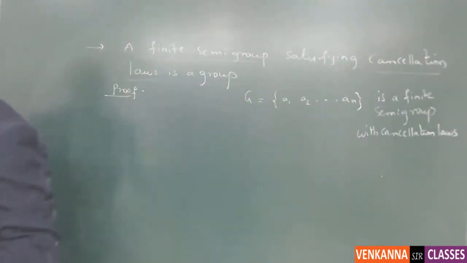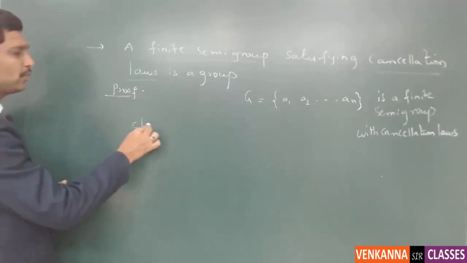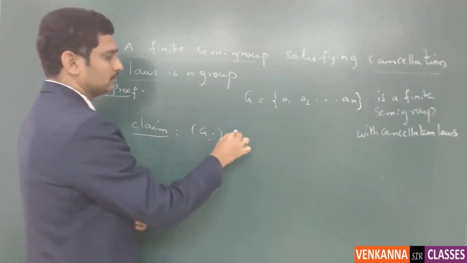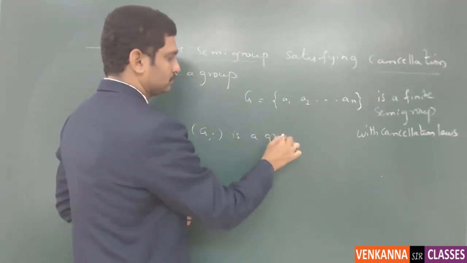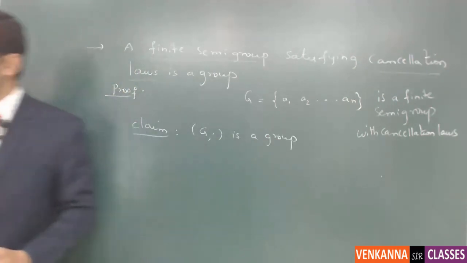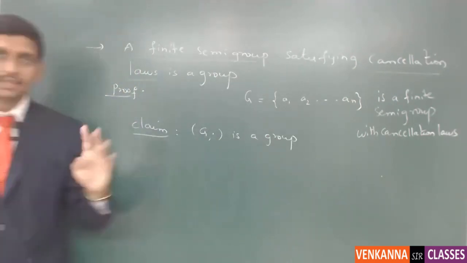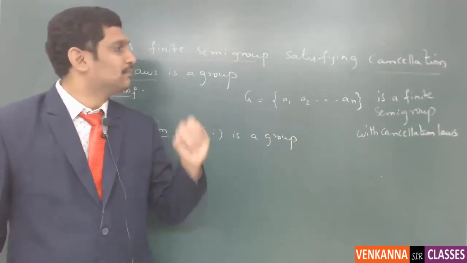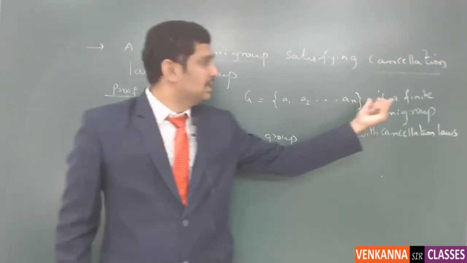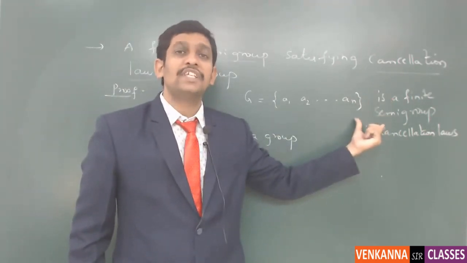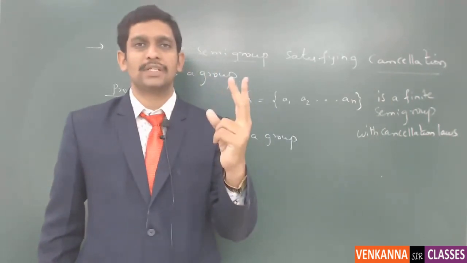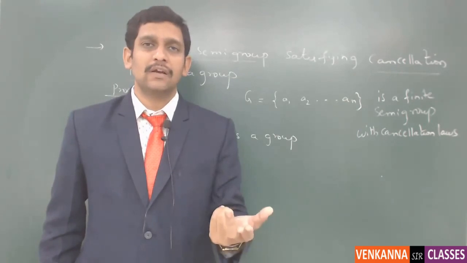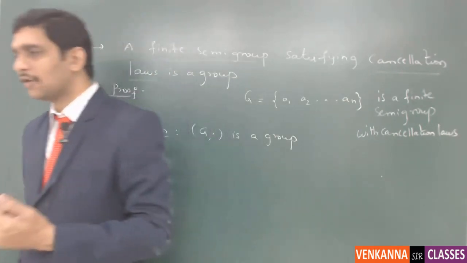So what is our claim here? We have to prove that it is a group. We know that group means four properties: closure, associative, identity, inverse. Since we have taken a finite set which is a semi-group, it has two properties: closure and associative. So how many properties are there for myself to prove it is a group?